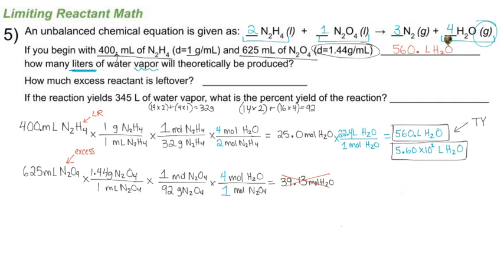And remember that your unit needs to include the substance as well as the actual unit. Alright, so there is our theoretical yield. Now we want to know how much excess is left over. So we need to figure out how much of our N2O4 was consumed when we made 25 moles of H2O. So I'm going to take this 25 moles of H2O and start with that.